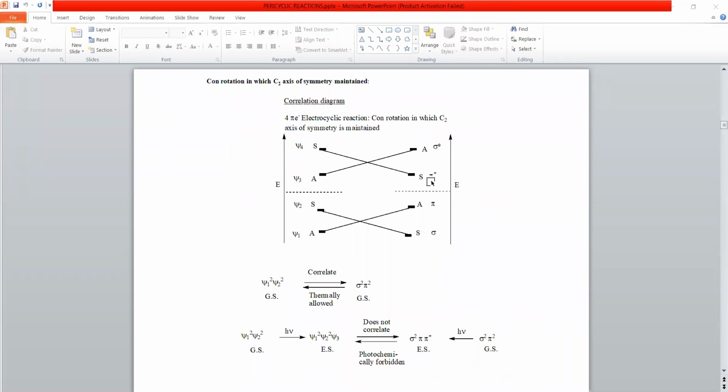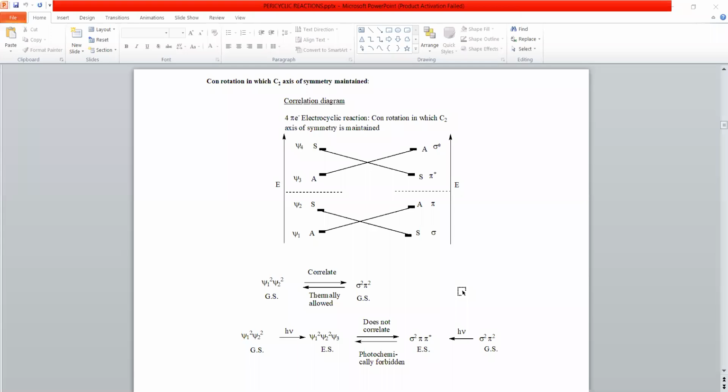with pi star. Psi3 is correlating with sigma star. Pi star is not correlating with Psi3. It is correlating with Psi4. That means the first excited state of the product does not correlate with the first excited state of reactants. Therefore, the reaction is photochemically forbidden.